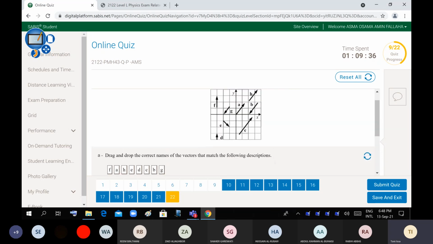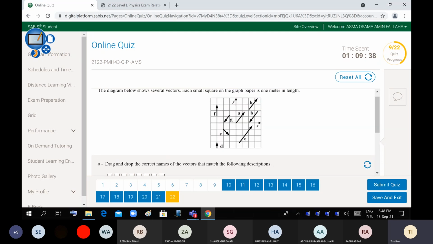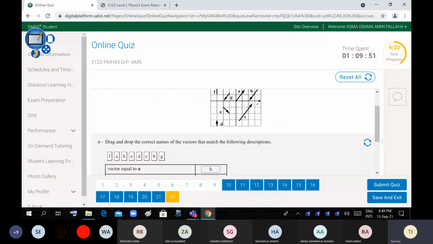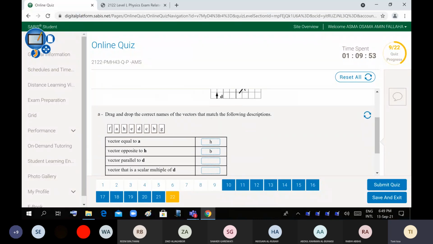Vector parallel to D. This is D. You can see it's down in the graph. Vector parallel doesn't mean it should have the same magnitude. It means it should have the same direction. I can look and see F is in the same direction, and parallel to D. So that's why the answer here will be F.